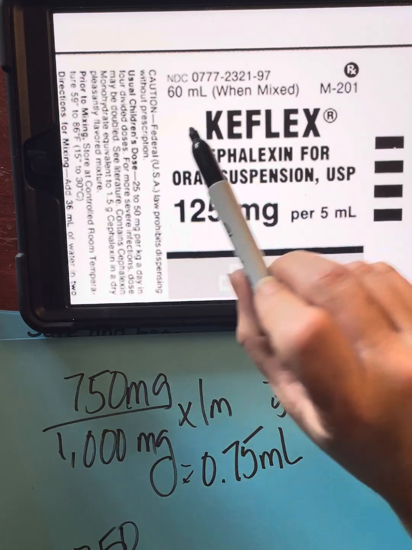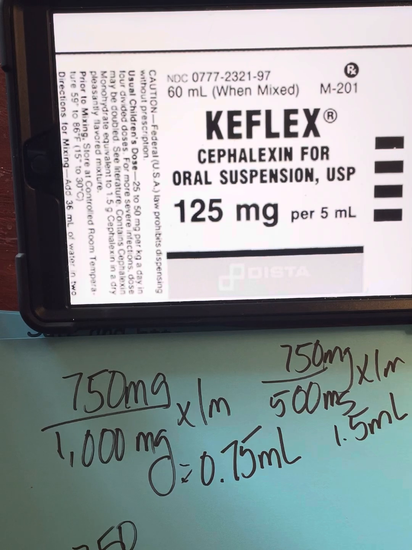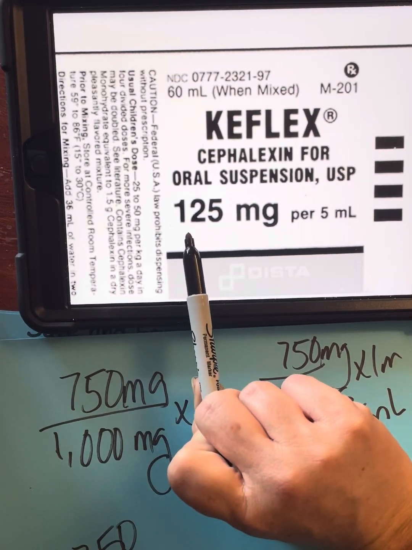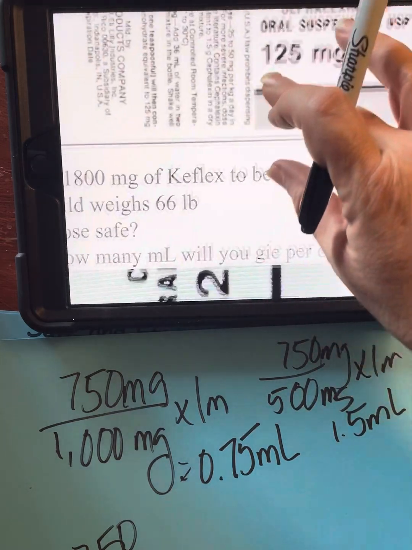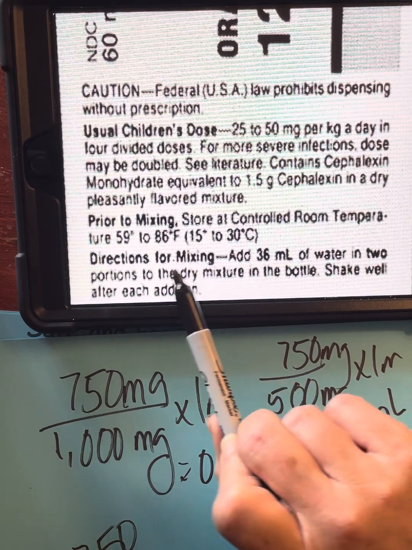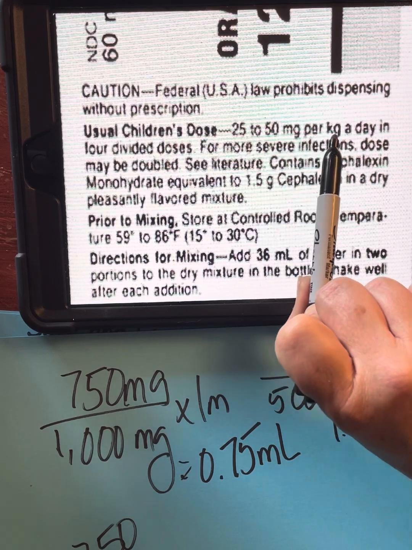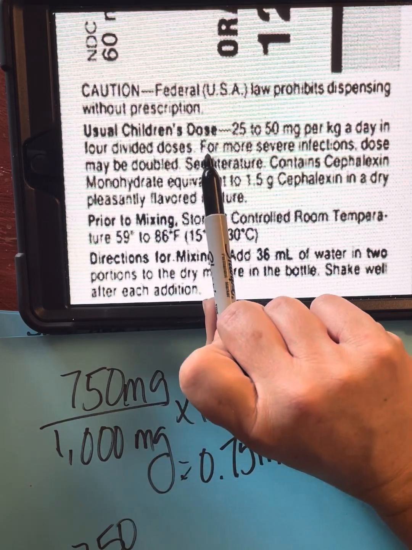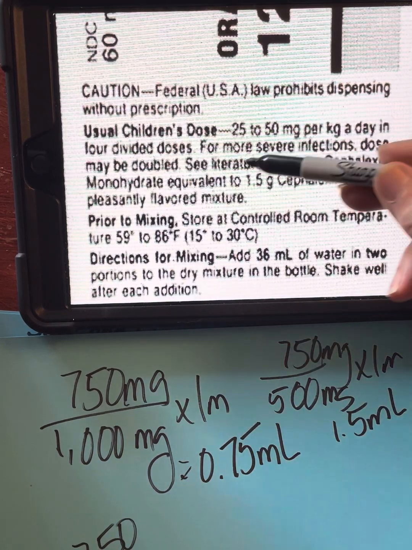And this thing, look, it's got 60 milliliters in the whole bottle once it's reconstituted. But the strength that I need to know how to work it is 125 milligrams per 5 mLs. So look, I turned that on the side so we could look at it. And it's not a great picture. It's even got the usual child's dose, 25 to 50 milligrams per kilogram a day in 4 divided doses. For more severe infections, the dose may be doubled. But you got to pray about that. See the literature.